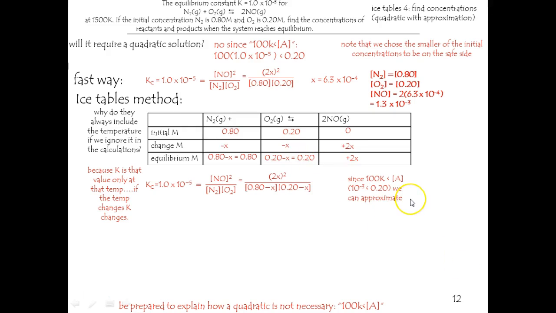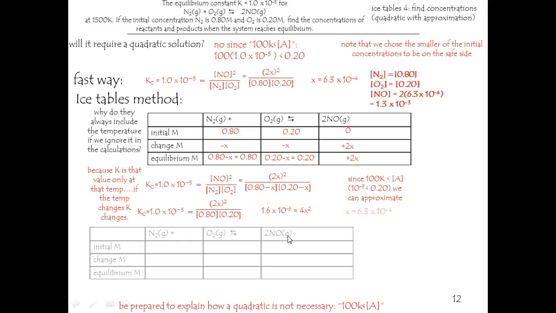Now, solving for x, I would put 4x squared right there. 2x quantity squared is 4x squared. We're going to cross multiply. 1.6 times 10 to the minus 6. That's this times that, equals 4x squared. x squared would equal this divided by 4. x would equal the square root of this divided by 4. And there it is, 6.3 times 10 to the minus 4th.